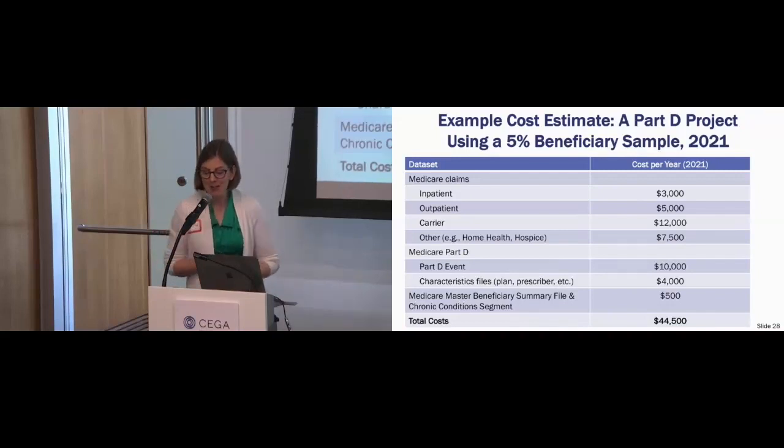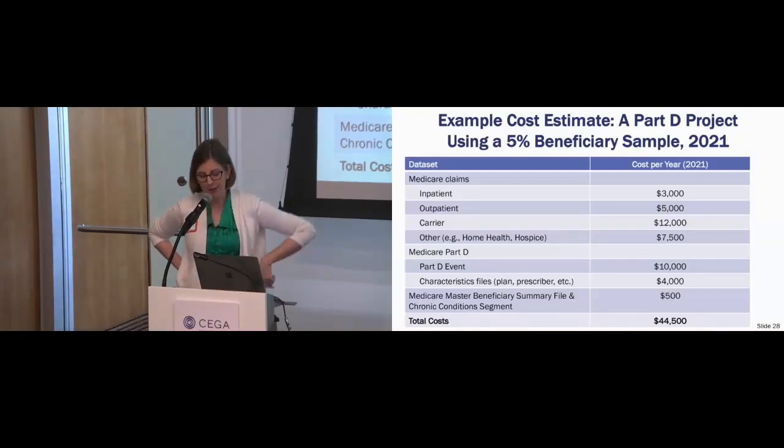So here's an example cost estimate for a random Part D project using a 5% beneficiary sample for 1 year, 2021. You can read the bottom. They split Medicare claims into a variety of categories, and I've grouped a few into other. There are about 3 other categories that are useful to have. You can see carrier data, which are the Part B professional claims, is by far the most. And then the Part D event data are quite a lot as well. That's for 1 year, and I tend to do projects where I want 8 or more years of data. So multiply by 8. Some of the biggest checks I've ever had to write out of my own grant are for data.